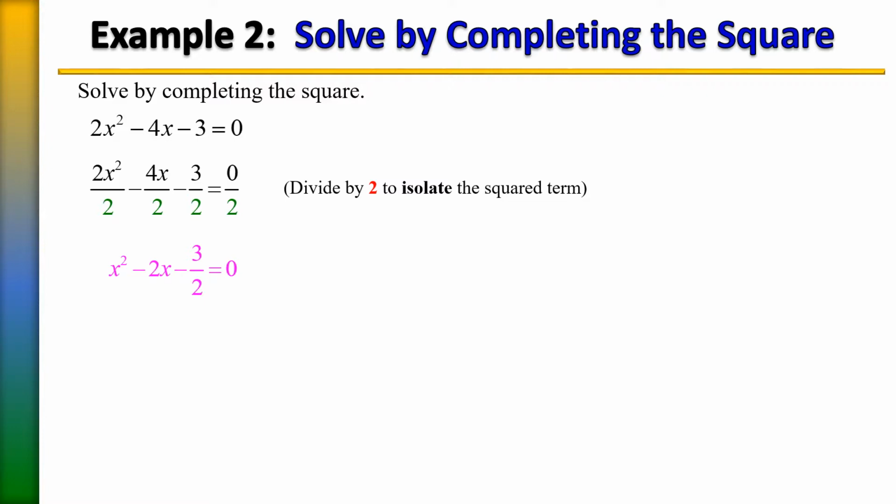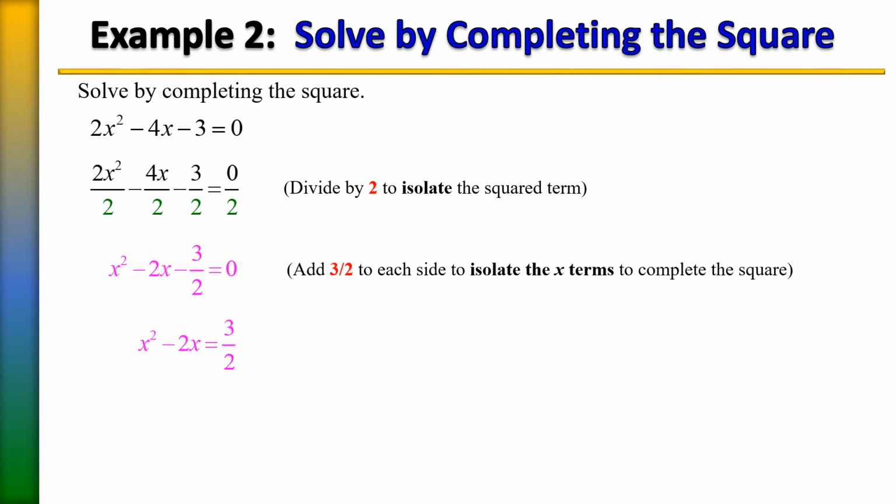Your next step then will be to get your x terms by themselves on the left side, and your constant term will go to the right side. To get the constant term on the right side, the first thing I will need to do is add 3 halves to each side. Now that we have the equation in this form, we're ready to start the completing the square process.